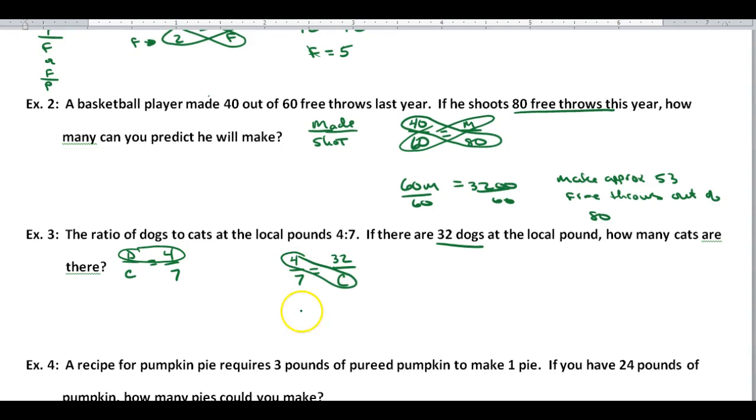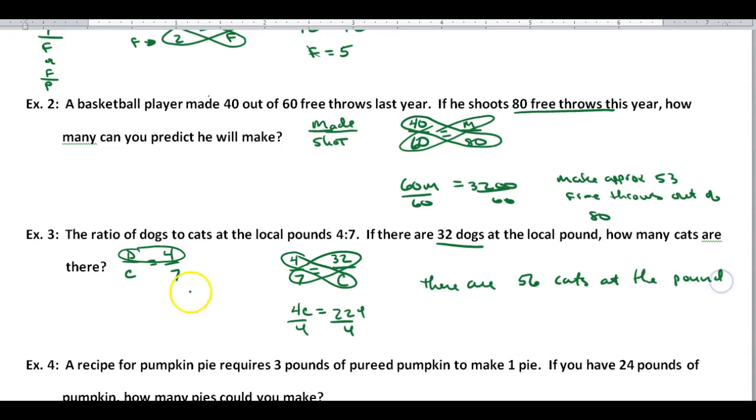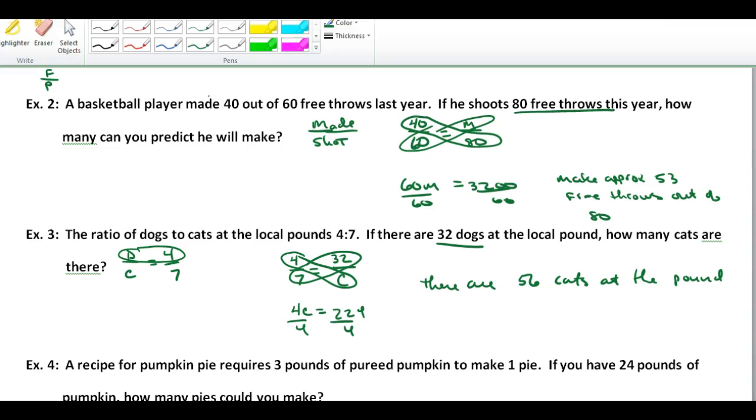I will cross multiply. 4 times c is 4c equals 32 times 7, which is 224. Now I would divide by 4, and there are 56 cats at the pound. And look to make sure your answer makes sense. In our ratio, the number of dogs is less than the number of cats. Does that happen with our final answer? Yeah, if we have 32 dogs, we're going to have more cats.